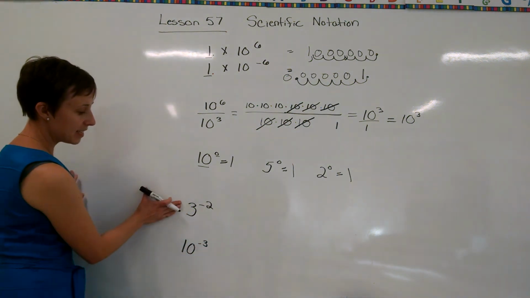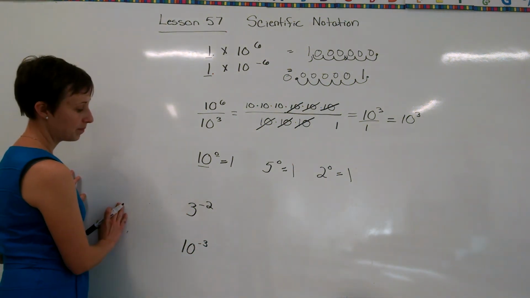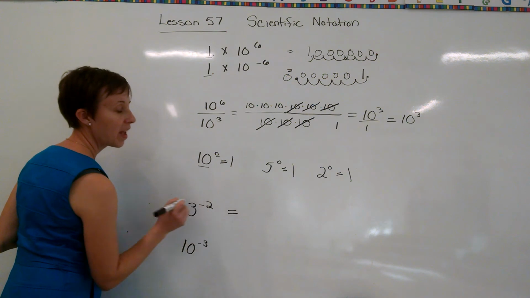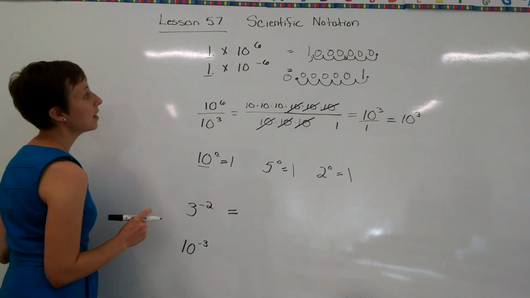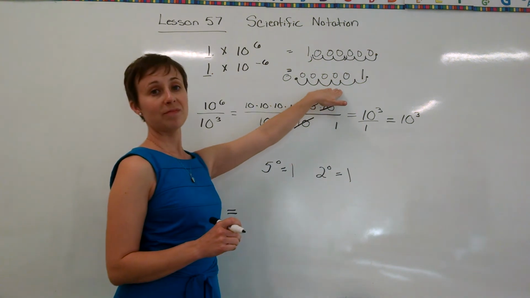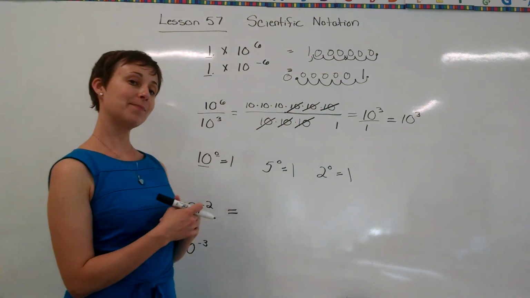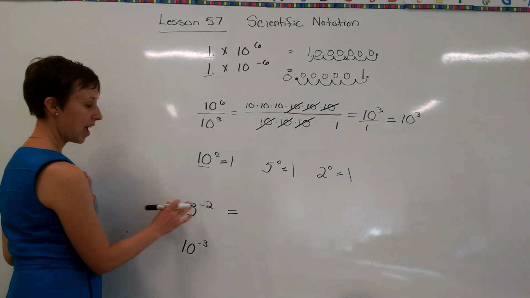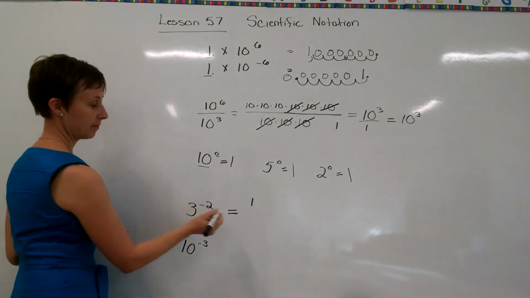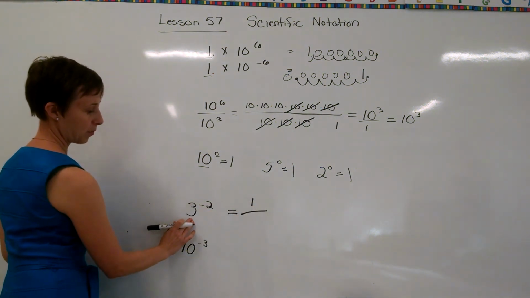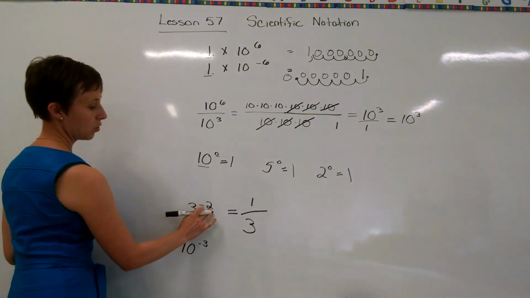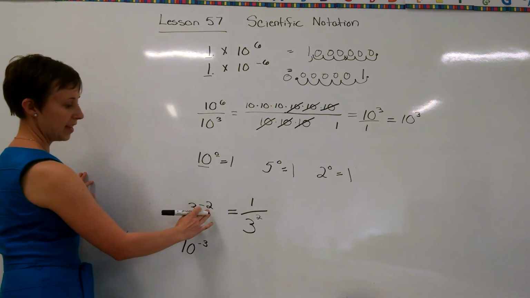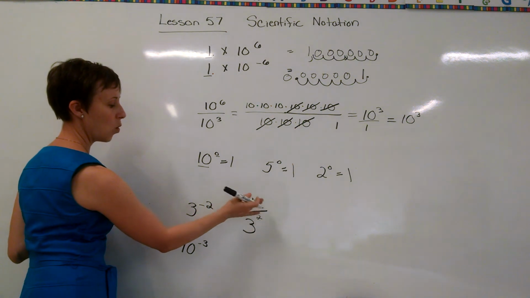The last thing we need to talk about is a different way to write negative exponents. A negative exponent is the same as a fraction. It's because a negative exponent is a decimal, and our decimals we can convert to fractions. There's an easy way to do that. If you have a number with a negative exponent, that is equal to 1 over the number to that exponent without the negative sign. So 3 to the negative 2 is the same as 1 over 3 squared.